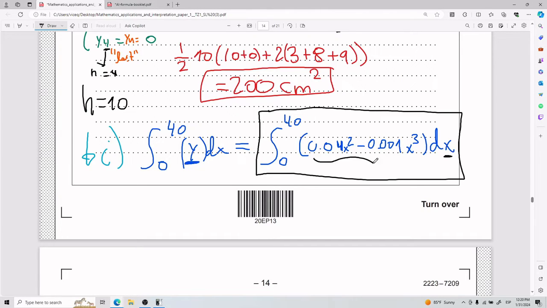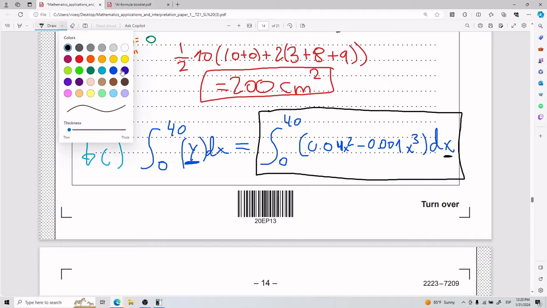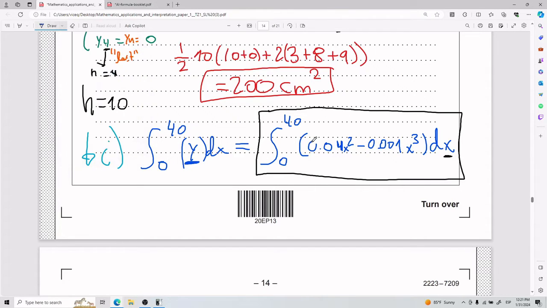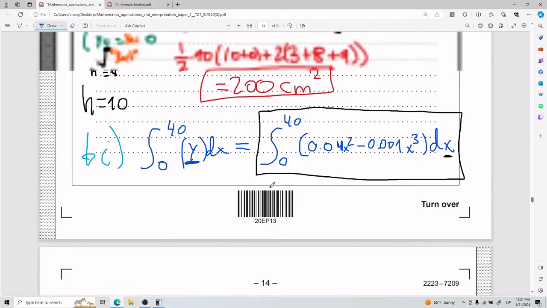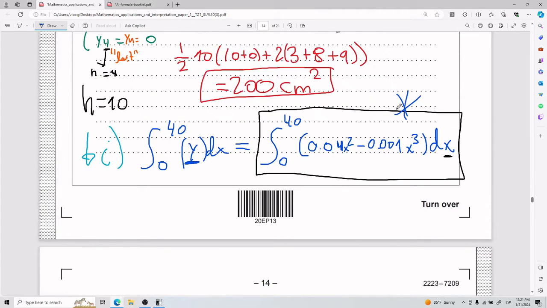In what equation? This equation. See? All right. So this is quite literally part B I. For part B double I, it says to calculate the value of the cross-sectional area to 2 decimal places. So basically, this integral we just wrote down is for finding the exact cross-sectional area. And now if we just calculate this integral, we find that area. So in other words, we have to solve this integral here.